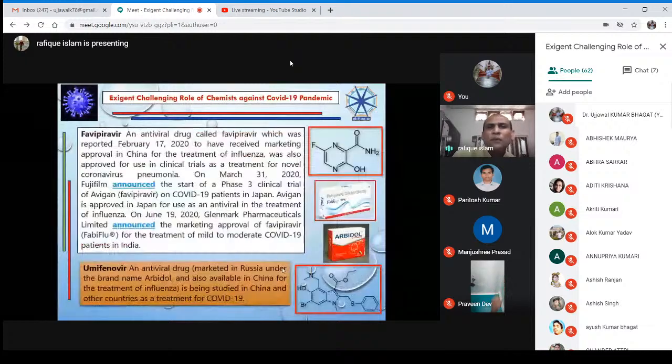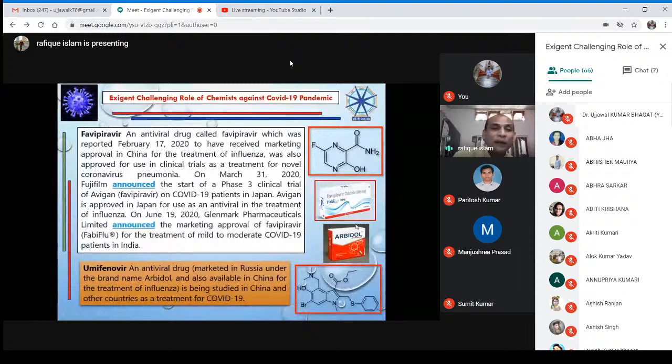Then there is favipiravir. It is an antiviral drug, and it is a treatment for influenza. It is already used, and we know the side effects of this drug. Under the trade name Avigan in Japan, the phase three clinical trial is going on for COVID-19 patients. In India also it is approved for emergency use, and Glenmark Pharmaceuticals is making favipiravir under the name Fabiflu for the treatment of mild to moderate COVID-19 patients in India. So this is the Fabiflu, and we will get it in the market. But this is for emergency use, not for normal use.